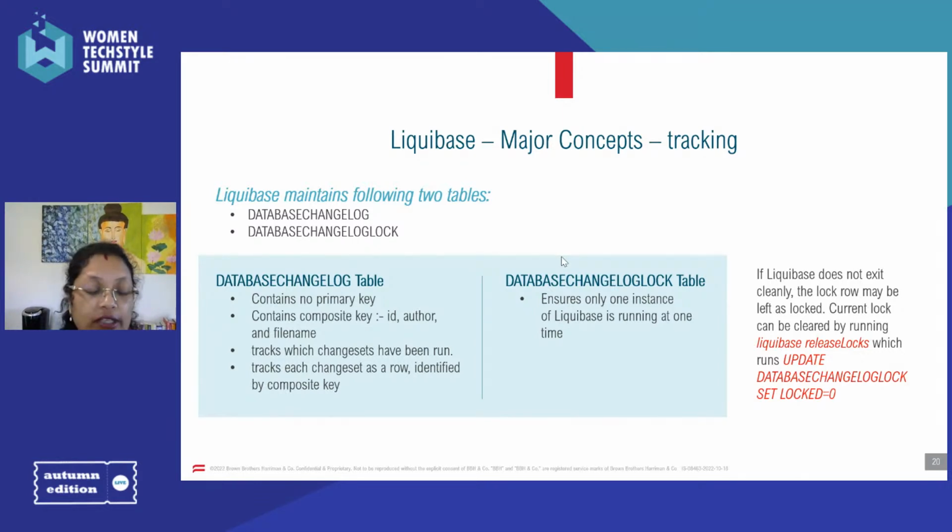And each row tracks each change set as a row, which is identified by a composite key. The other table, the database change log lock table, ensures that only one instance of Liquibase is running at a given point of time. Now, these two tables, you can either pre-create before running Liquibase, or the first time you run Liquibase, it will create these two tables.